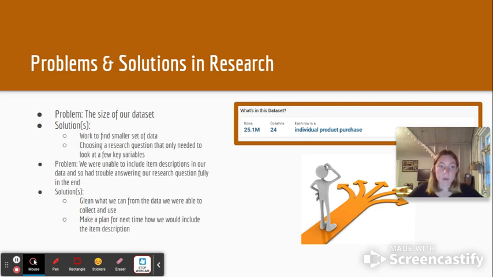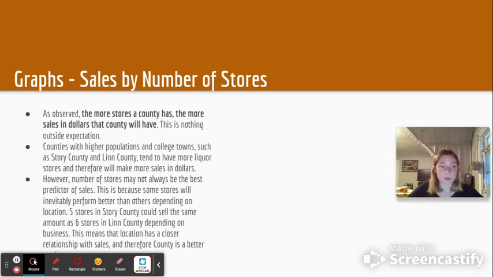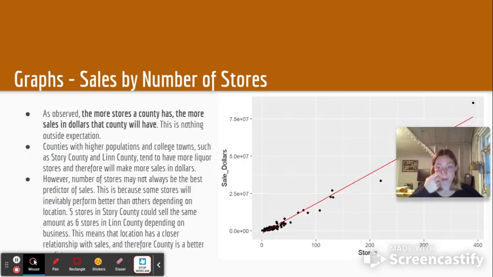So next, we want to look at our graphs, which we have 3 of that we got from our data set. So the first graph we want to look at is sales by number of stores. And as observed, the more stores a county has, the more sales in dollars that county will have. This is to be expected. Counties with higher populations and college towns, such as Story County and Linn County, tend to have more liquor stores and therefore will make more sales in dollars.